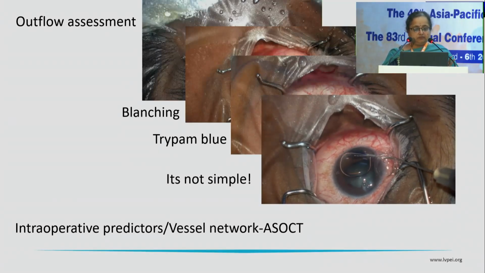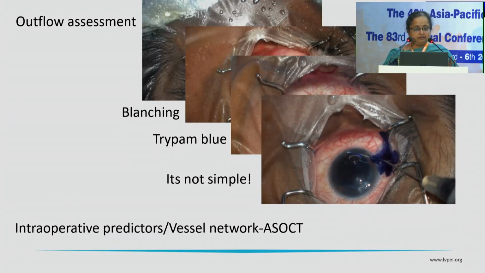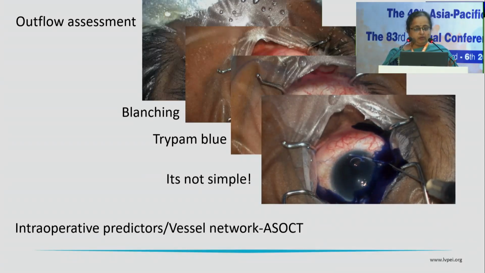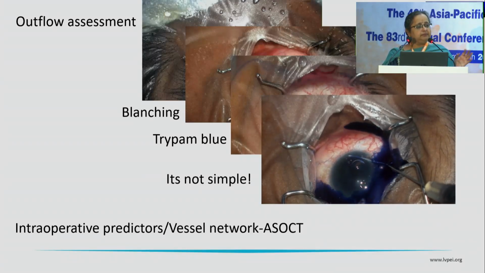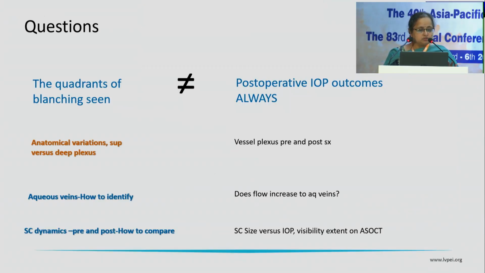So this is the patient where you saw blanching happening, but then the trypan blue happening quite far away from the area of blanching. This also happens. So we don't know the reasons. So the quadrants of blanching do not always correlate to the trypan blue staining quadrants, which may be very different, and does not always correlate to the IOP outcomes. We have eyes where the trypan blue staining happened in all the quadrants, but then the IOP rose up to 22, 21, and we end up giving medications.